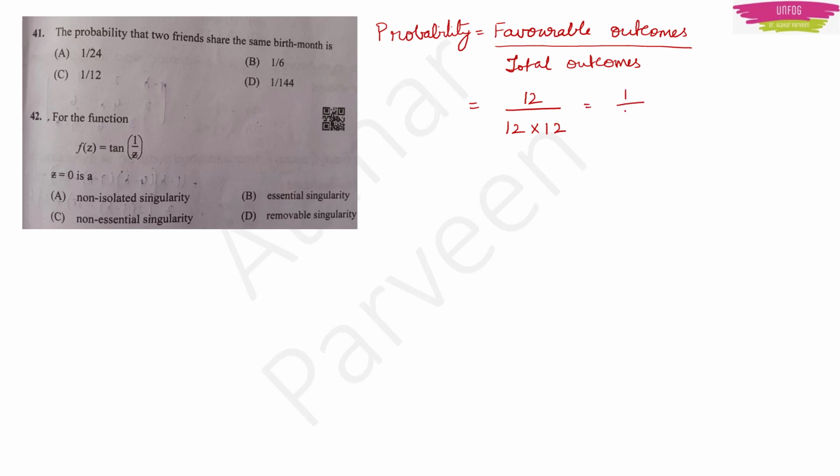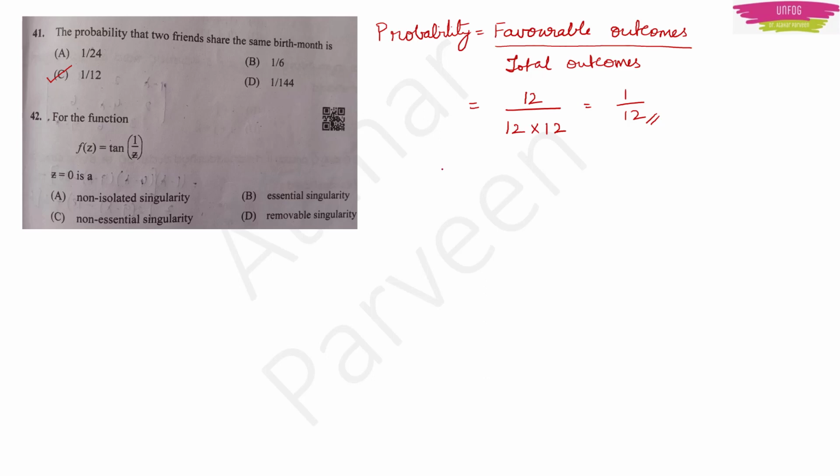So the probability will be 1 by 12. Option C will be the right answer. Next question is, for the function f of z is equal to tan of 1 by z, where z is equal to 0, is a non-isolated singularity, essential singularity, non-essential singularity, or removable singularity.